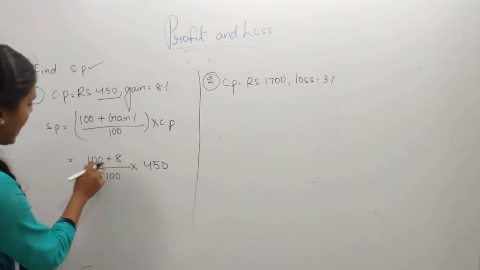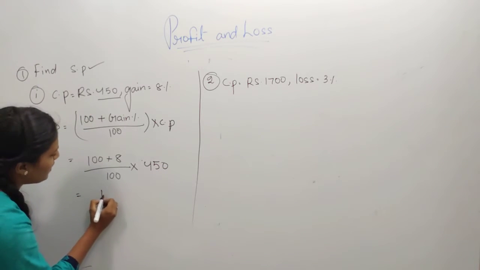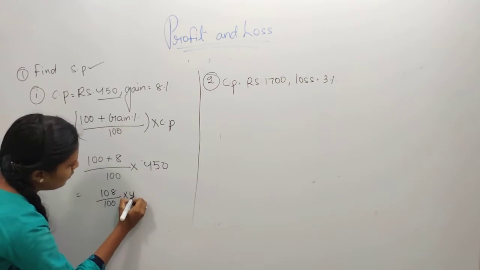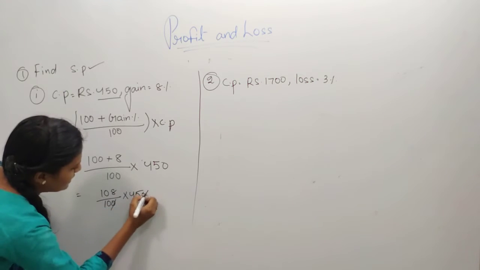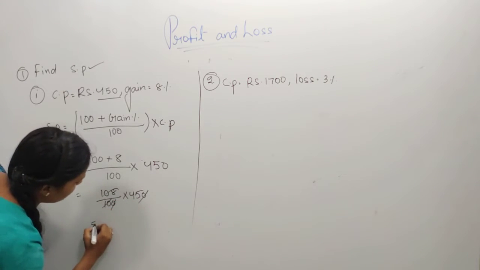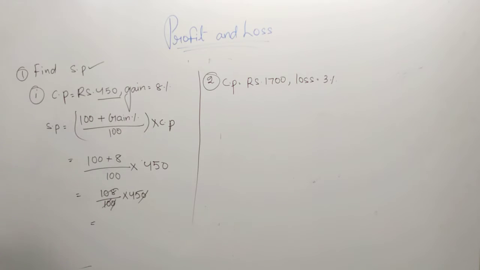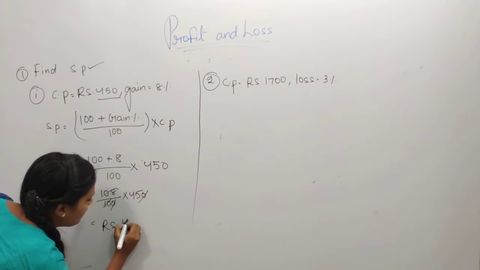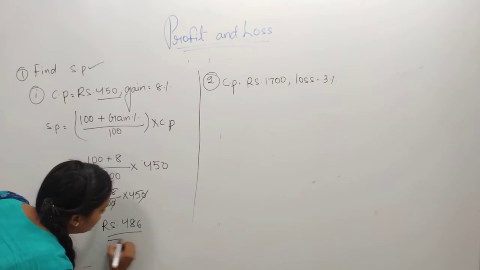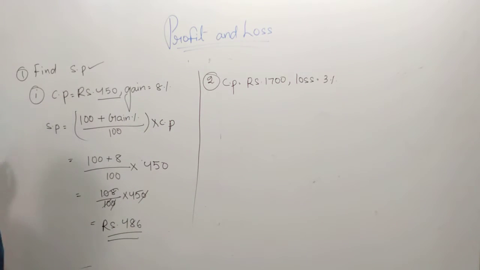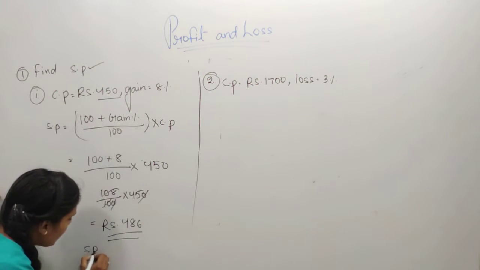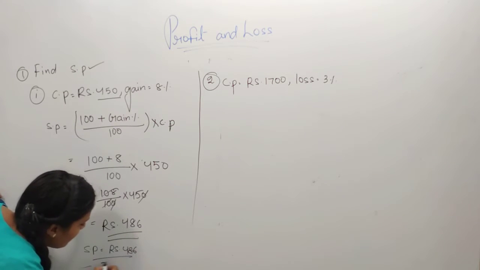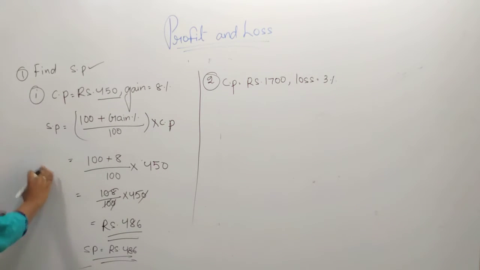450. Now add this 100 plus 8, how much, 108 by 100 into 450. By calculating all these, how much answer will we get after cancellation, rupees 486. This is the actual answer. We got the SP or not? SP is equal to rupees 486. This is the final answer.